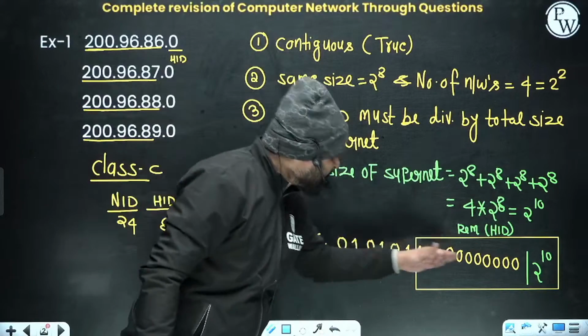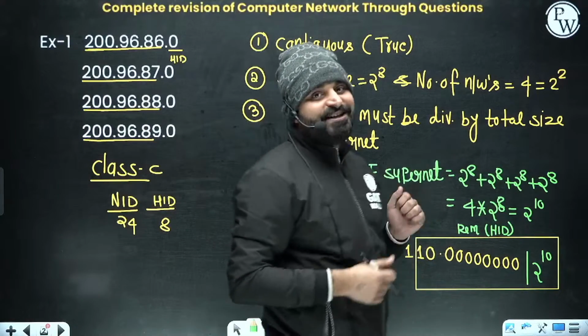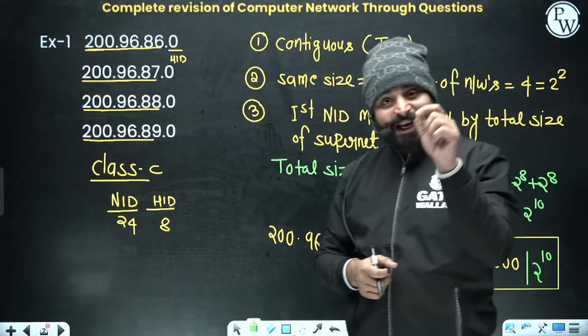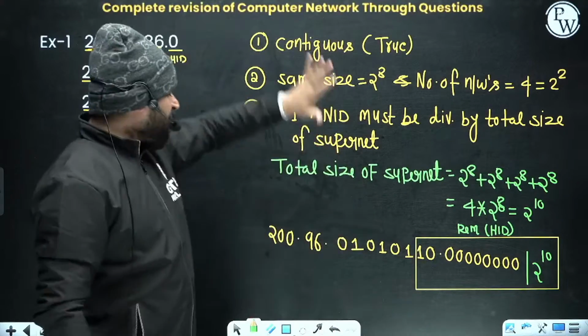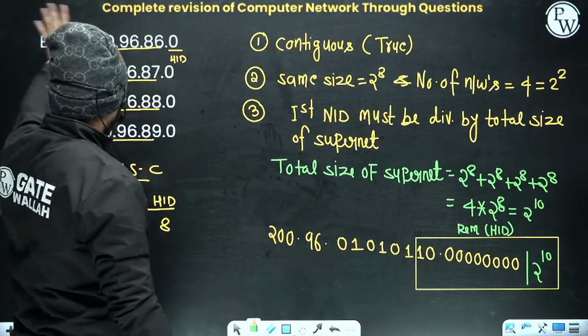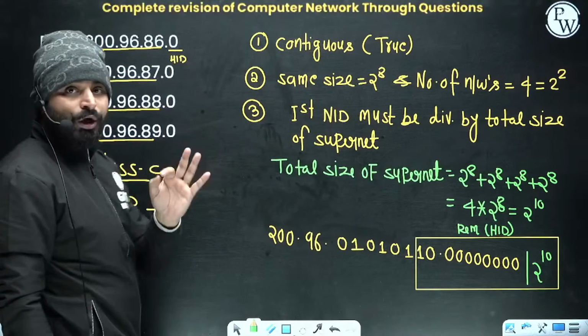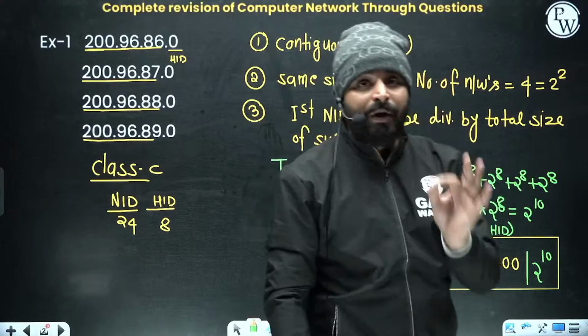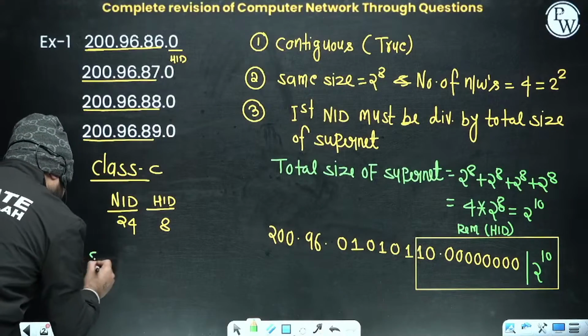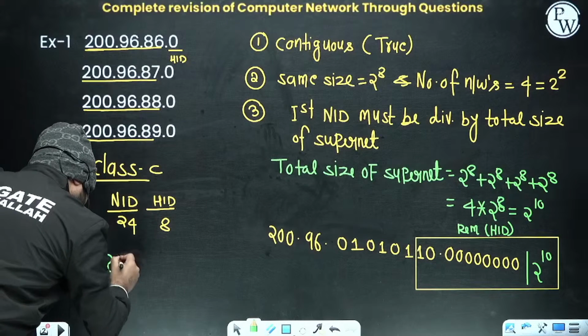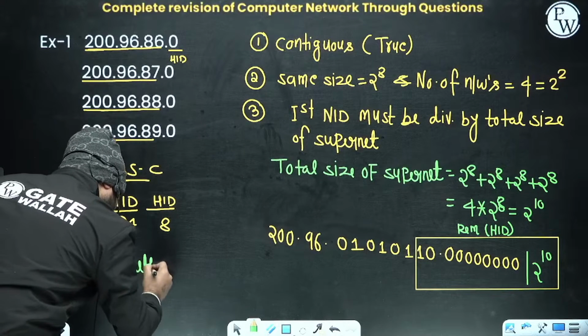But the last 10 bits are not 0. If the last 10 bits are not 0, we cannot apply the supernetting concept. So supernetting is not possible, my dear friends. We cannot combine these 4 networks into one network. Supernetting we cannot apply.